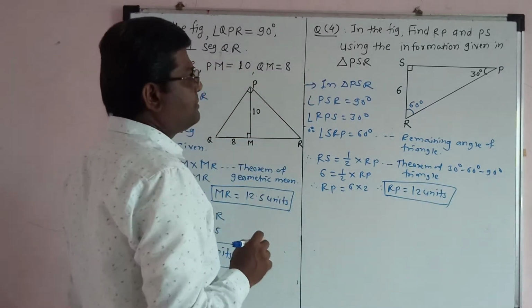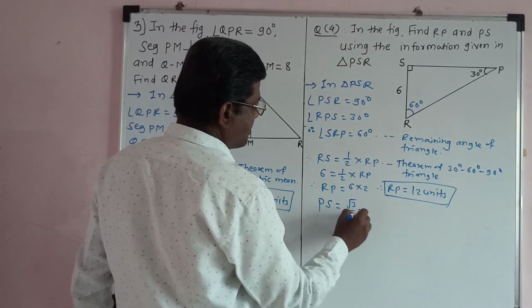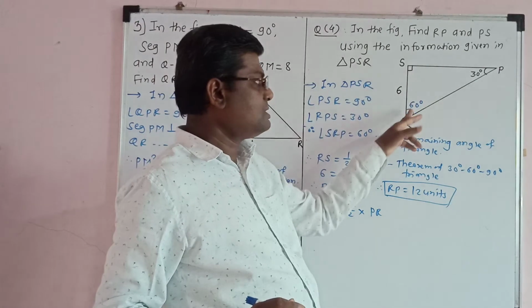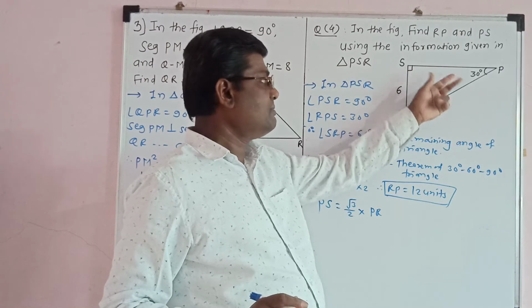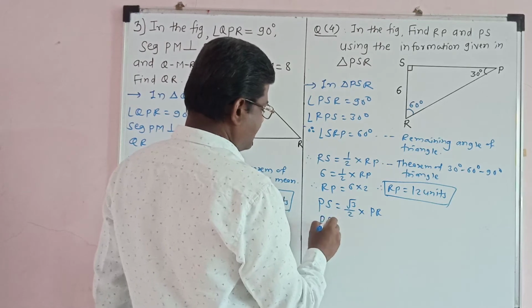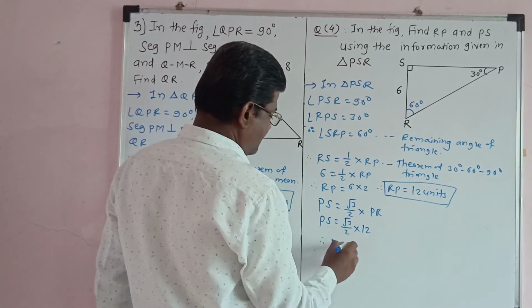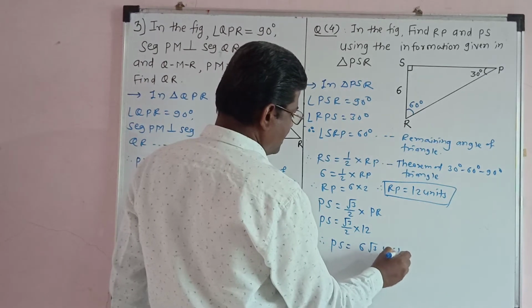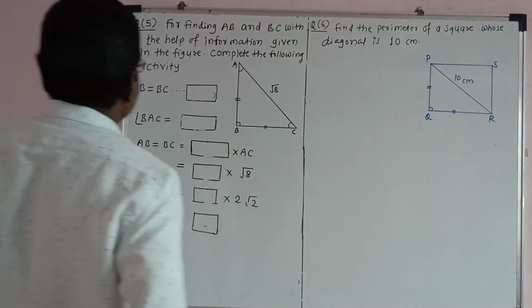Now let's find PS. So PS is equal to root 3 upon 2 into PR. PS is the side opposite to the 60-degree angle and it is root 3 upon 2 times the hypotenuse RP. Therefore, PS is equal to root 3 upon 2 into 12. Therefore, PS is equal to 6 root 3 units. Example number 5.